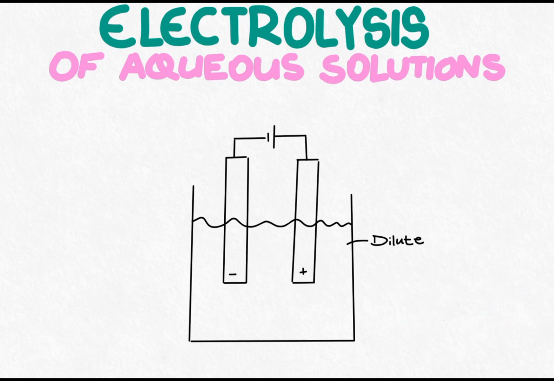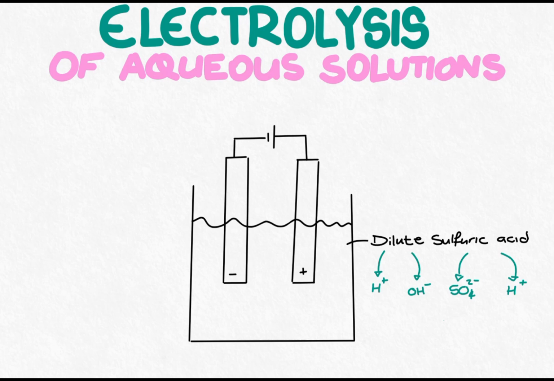Next, we can have a look at a dilute solution. For this, we're going to look at dilute sulfuric acid. Now, the dilute solution will contain water, so this would give positive hydrogen ions and negative hydroxide ions. My sulfuric acid will give me sulfate ions, which are negatively charged, and also hydrogen ions, which are positively charged. For this one, we will also use inert graphite electrodes.